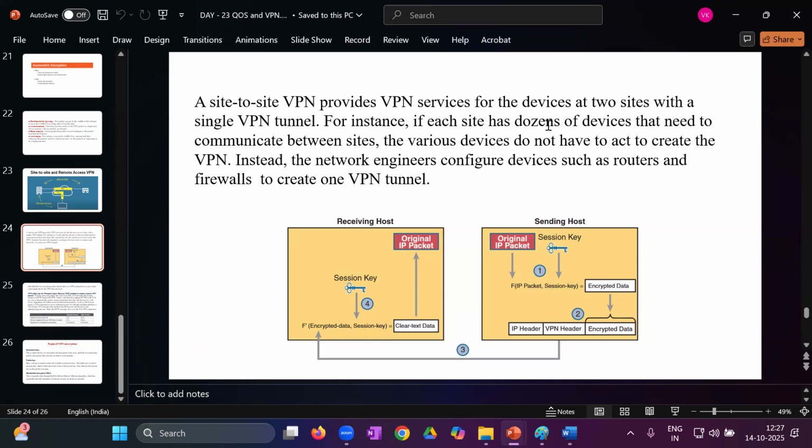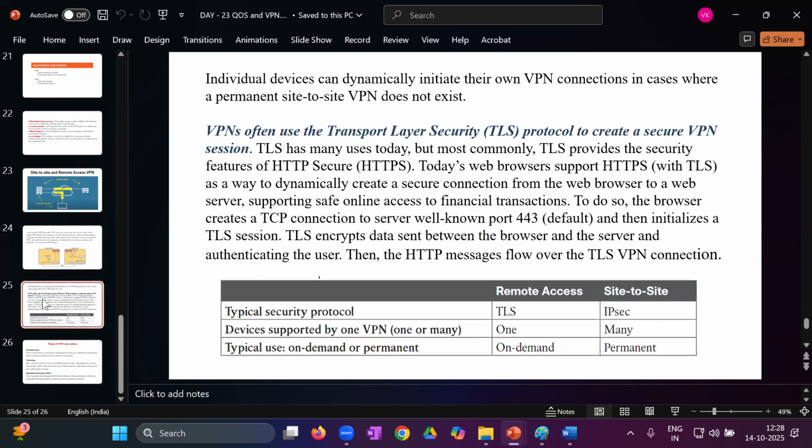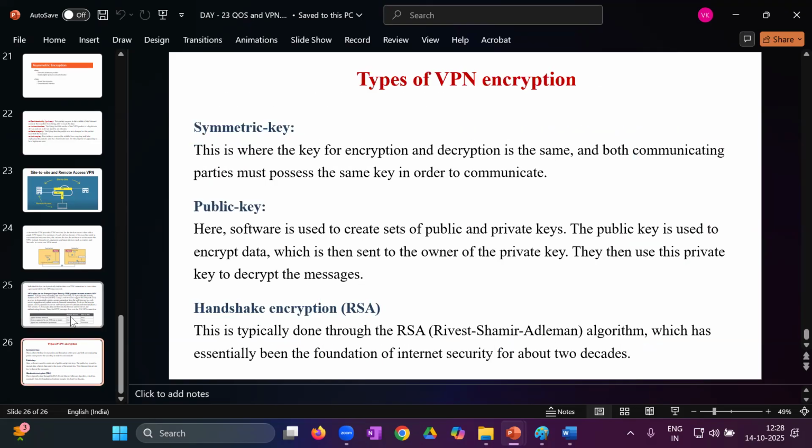So it is explaining that we have multiple users on a site-to-site VPN. All those users will be able to access these particular devices. Let's say here I also have multiple hosts, and this side I also have multiple hosts. So all these hosts will be communicating using a secure VPN tunnel between them. Right now, see here what is written.